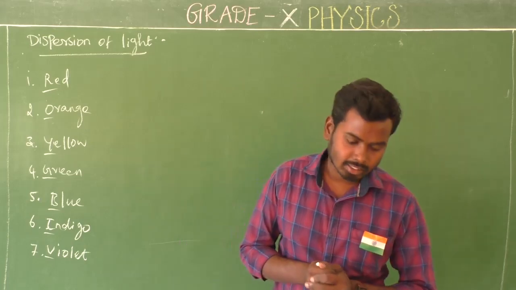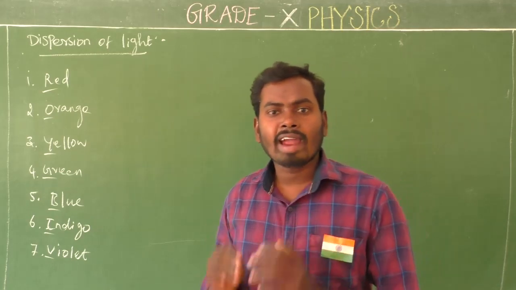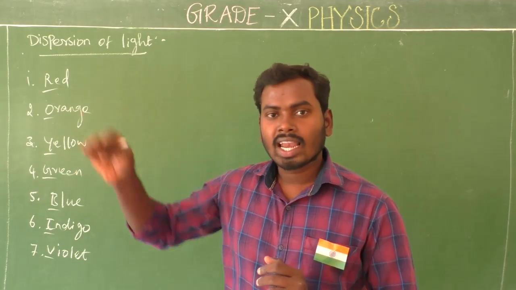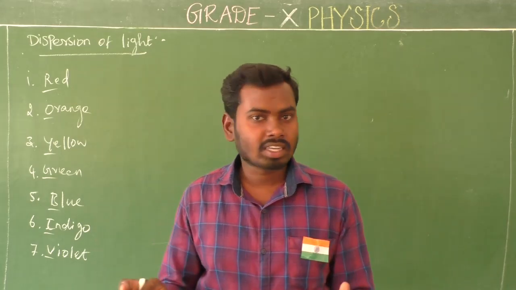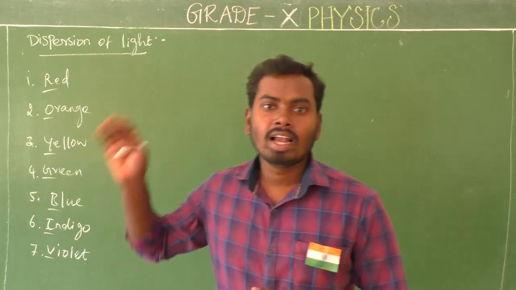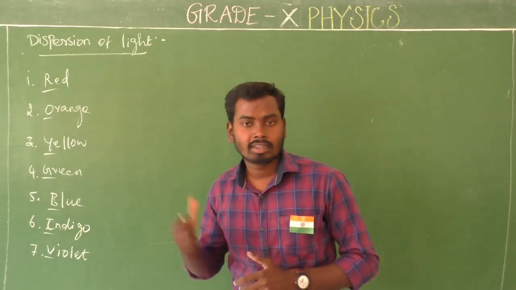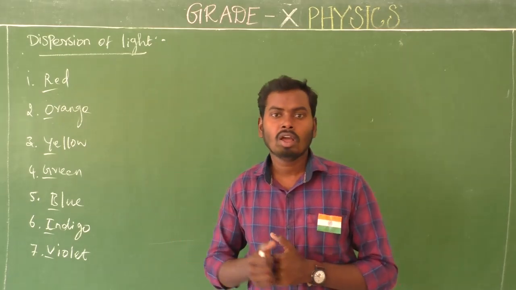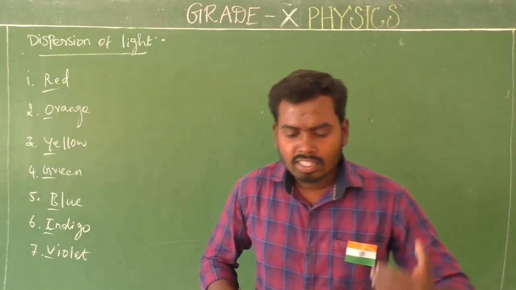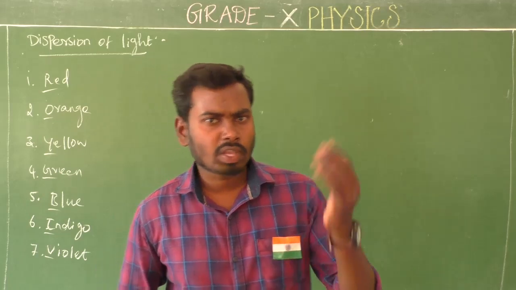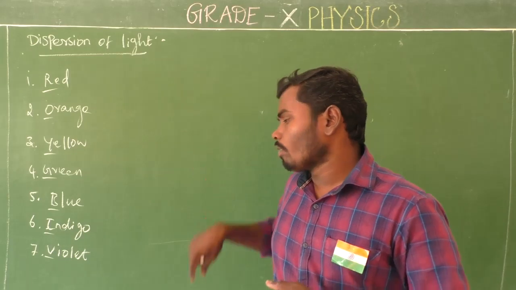Is it clear? He found that if a beam of white light is passed through a glass prism, the glass prism splits the white light into 7 colors. That process is called dispersion of light. It's very simple. We will see what dispersion of light is next. So already we know the sunlight is a mixture of 7 colors. What are the colors, sir? Red, orange, yellow, green, blue, indigo, violet.